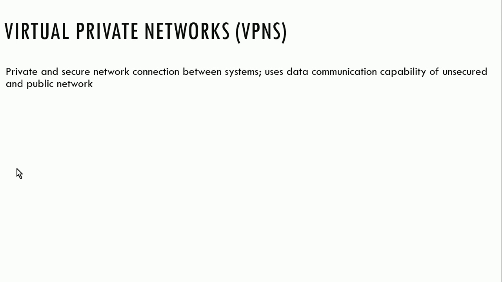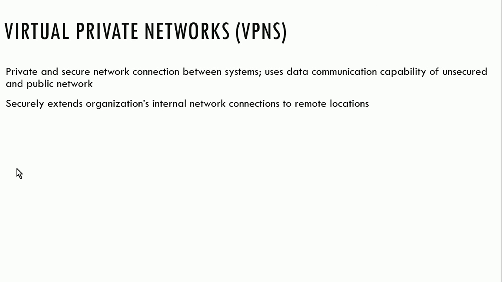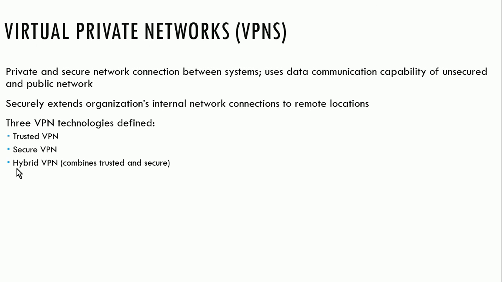But so a virtual private network, or a VPN, is where we leverage the public switched network, or the internet, as a connection mechanism, as a sort of transport mechanism between disparate networks. So it can securely extend your internal network beyond your boundaries to the internet. So you can create this virtual tunnel through the internet where your traffic is protected. So you have trusted VPNs, secure VPNs, and then a hybrid, which is both trusted and secure.